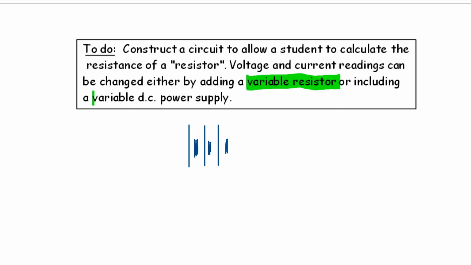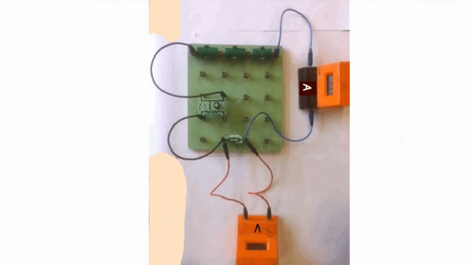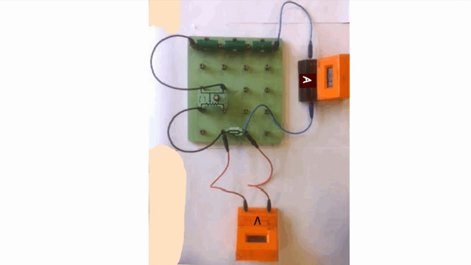Now, a variable DC power supply would be something where you could just change the voltage output from the power supply, and the symbol for that would be the same as a DC supply, with that arrow going through. The arrow going through there is the symbol for variable, as we would use it for a variable resistor. Now, to help you do that, underneath is an actual picture of what the circuit would look like.